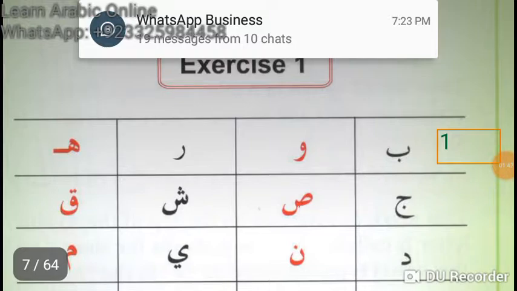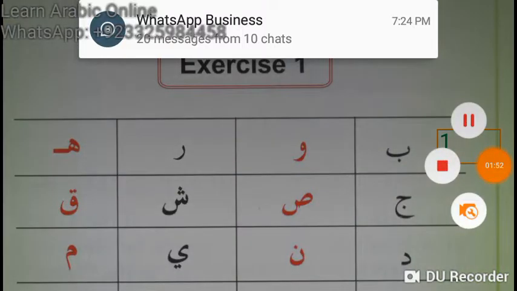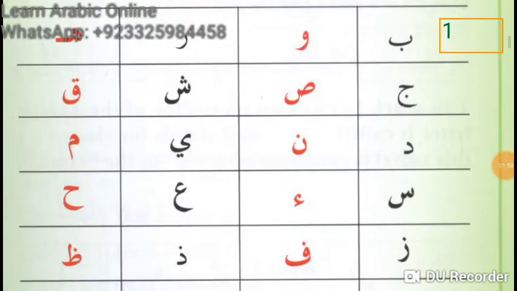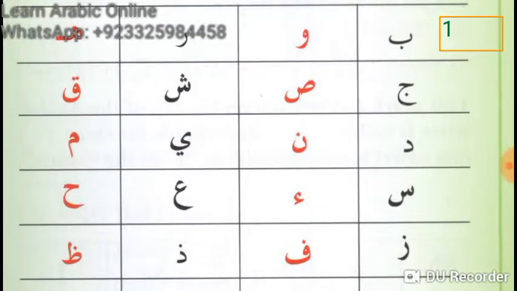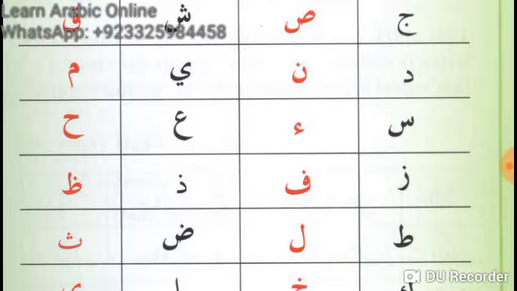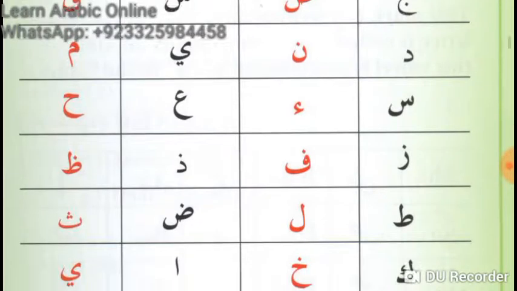Here we have exercise number one. Start reading this exercise. Just give me a minute. Okay, now begin exercise number one. It's ba, wa, ra, ha, jim, sod, shin, kaf, kaf. Yes, correct. Da, dal, da, dal.